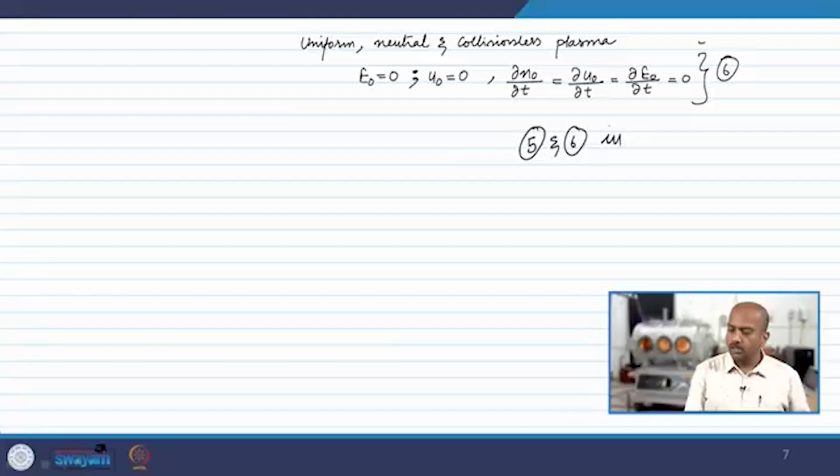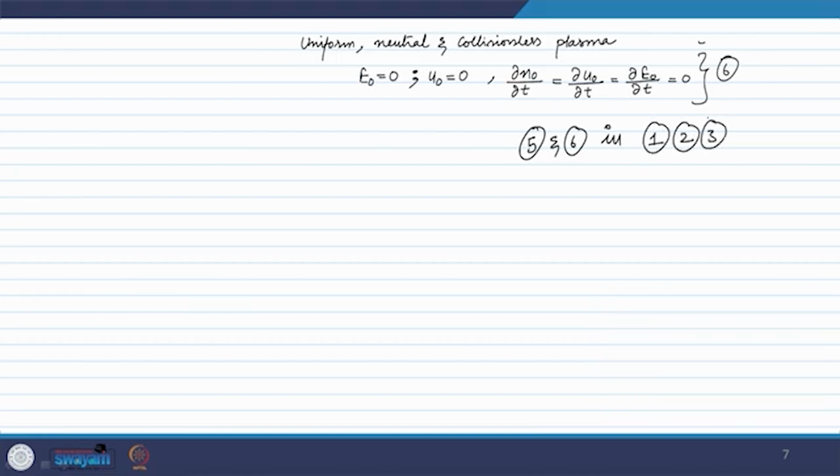Now, we have to substitute equation numbers 5 and 6 in equations 1, 2 and 3. The purpose is to linearize the governing equations. So, we will take the continuity equation first.